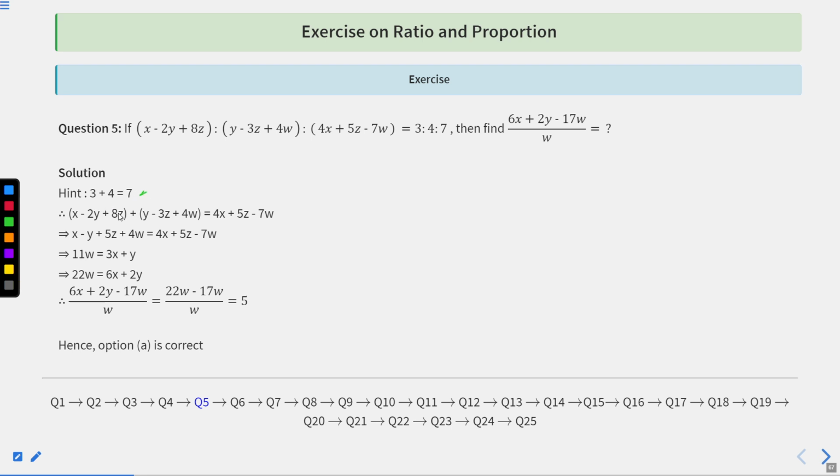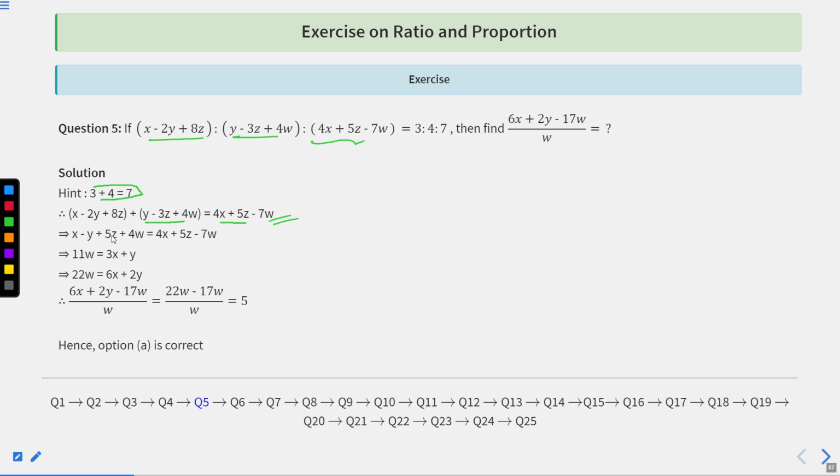So let's see how we are going to do this. x minus 2y plus 8z plus y minus 3z plus 4w is going to be 4x plus 5z minus 7w. So here the ratios are 3 is to 4 is to 7, and you can see that 3 plus 4 equal to 7. So that's exactly what we are doing here. We are adding these two to obtain the third one. So that is exactly what is written here.